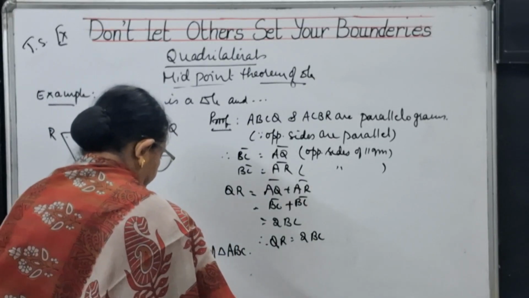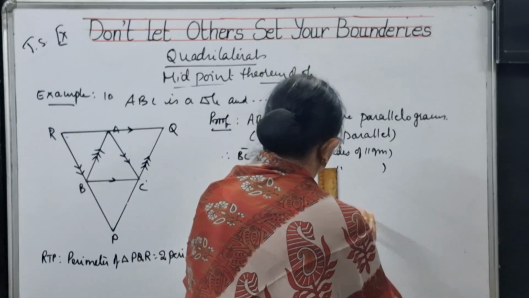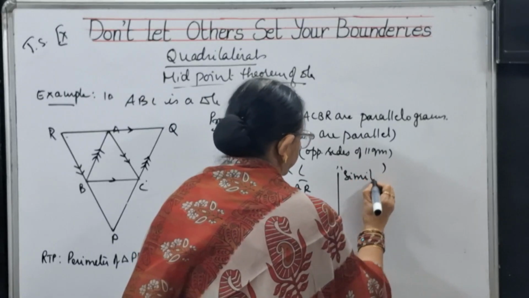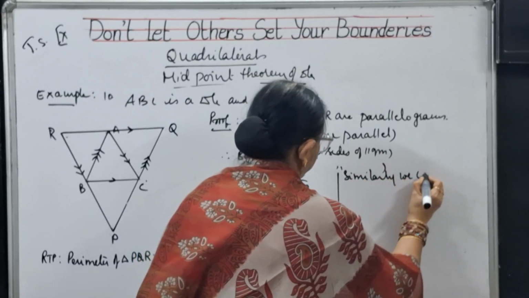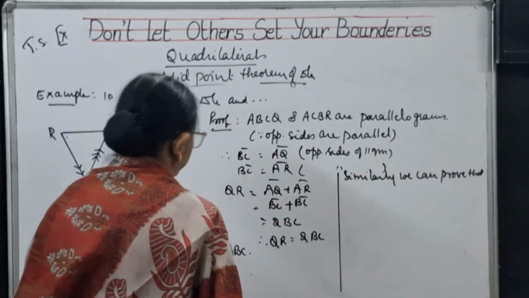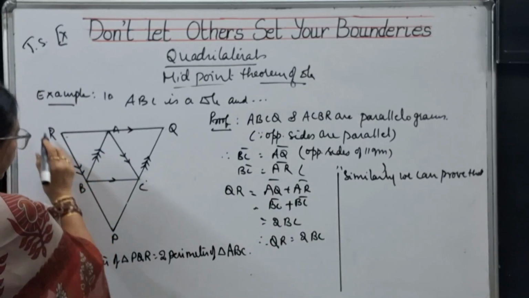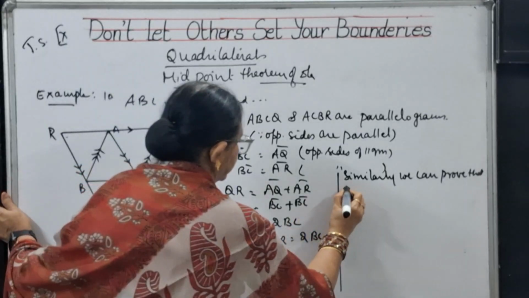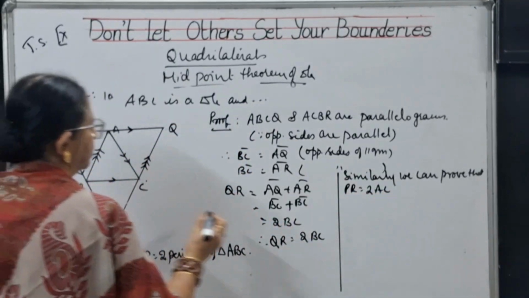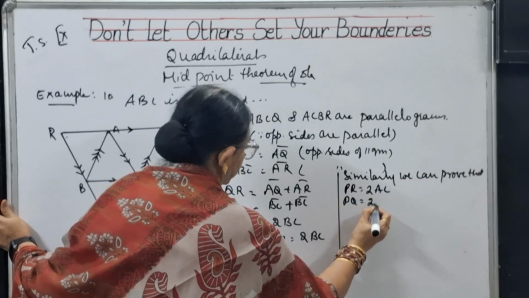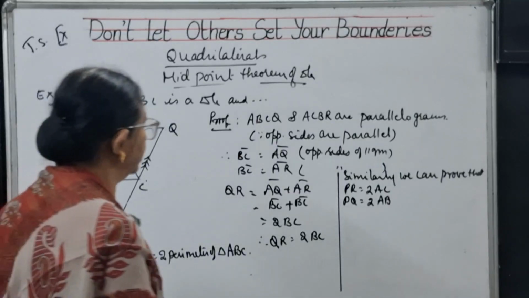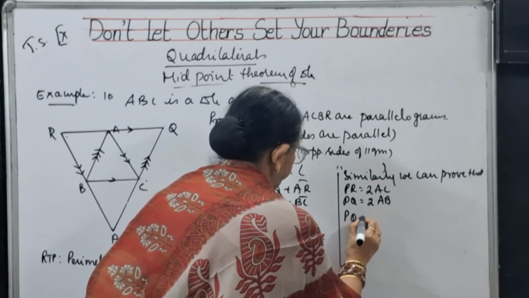Similarly, we can prove that PR is equal to 2 times AC and PQ is equal to 2 times AB.